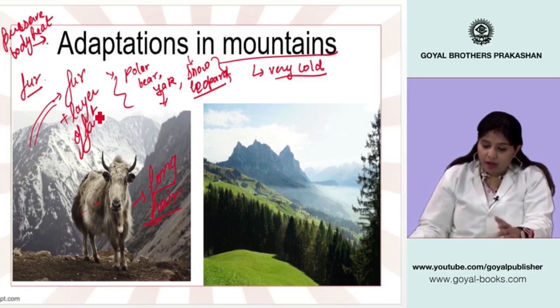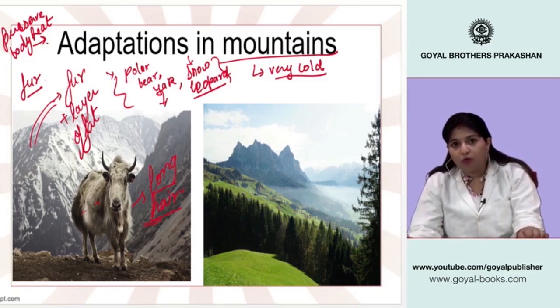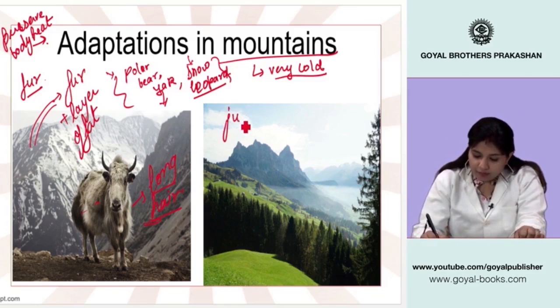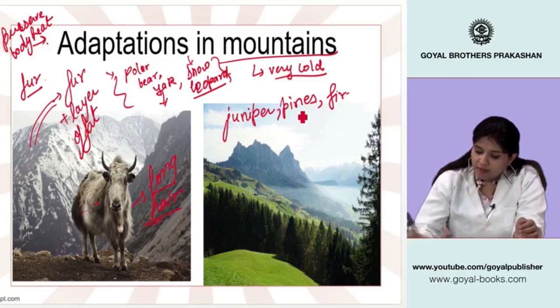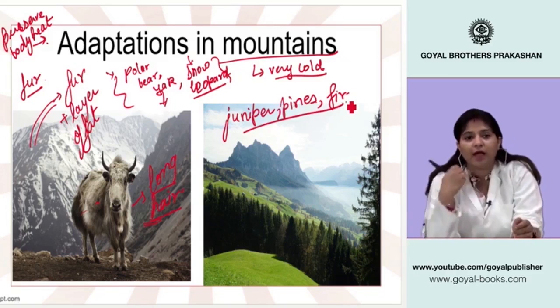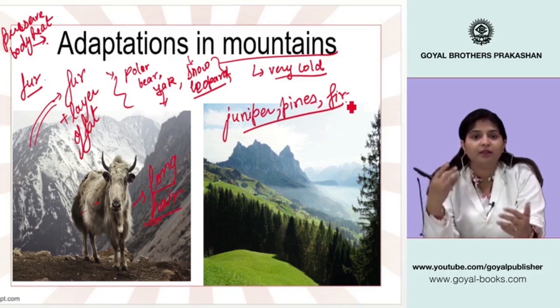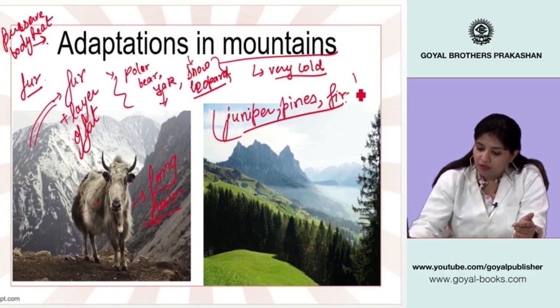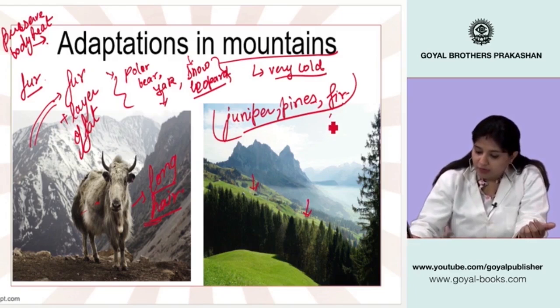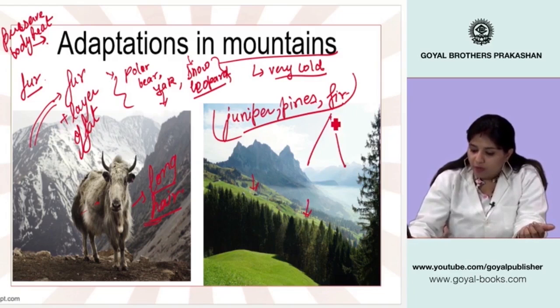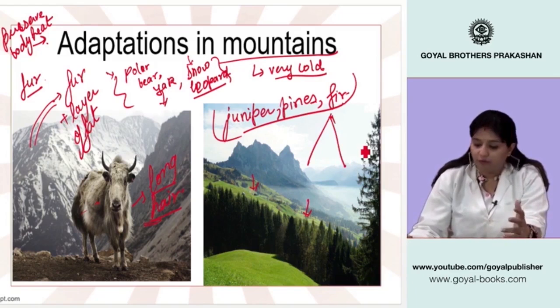Then if we talk about the plants which are found in cold environments, they are junipers, pines, fir, right? All these are the plants which you usually find in the cold environment in the mountains. The first thing which you observe is their structure. If you see the structure of these plants, it's in the form of a cone, because this particular form helps them to get rid of the ice.